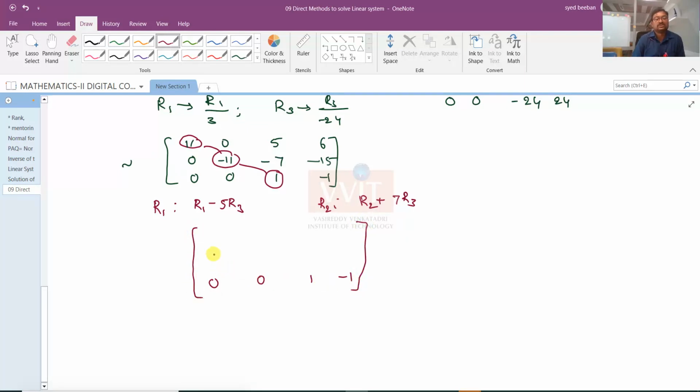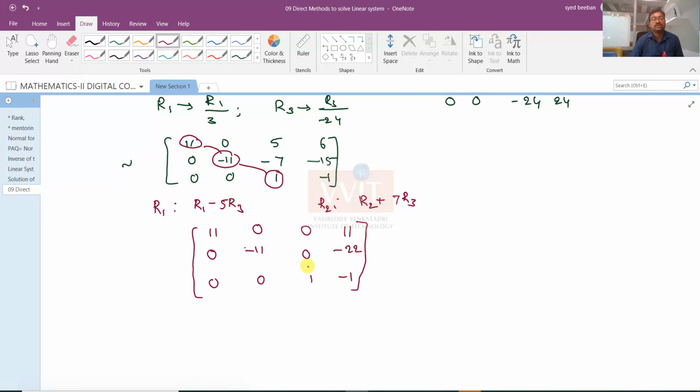For our convenience, this we made 0, this we made 0, these two we made 0 wantedly. With that convenience, only two values I am supposed to compute. Those two values are here. R1 minus 5 R3: R1 is 11, 11 minus 0 is 11. Here 6 plus 5 is 11. And R2 plus 7 R3: R2 is minus 11. Here minus 15 minus 7 will be minus 22.